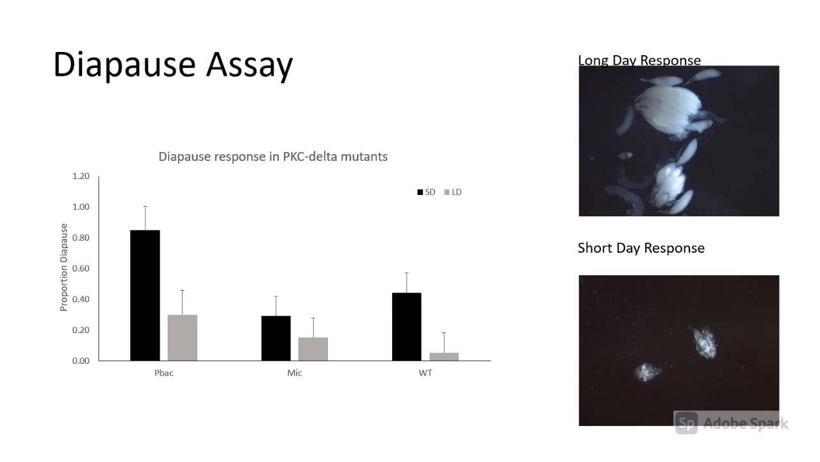We also wanted to test the well-studied diapause response of photoperiodism to confirm the CCR assay results. We chose to look at the diapause response of PKC delta because it showed the most difference in photoperiod response from the wild type. We tested two mutants of PKC delta and found that the P-element mutant and wild-type flies showed a significant difference in diapause response between short day and long day, but not the MiC mutant.